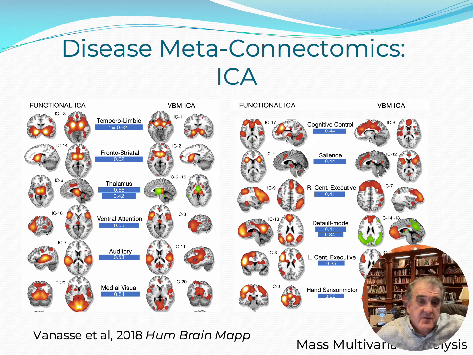An extension of this strategy to brain diseases is shown here. The columns labeled functional ICA are a replication of the Smith ICA analysis I just showed using the task activation database, but with more total data. This is more recent. The columns labeled VBM ICA are the same analytic method, ICA, but performed on the voxel-based morphometry database. That is, on disease-related alterations across a wide range of neurologic and psychiatric disorders.